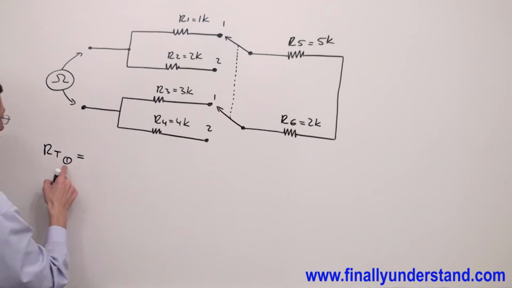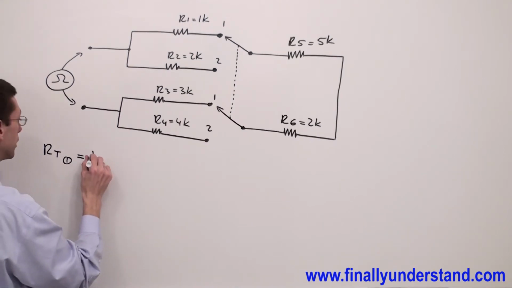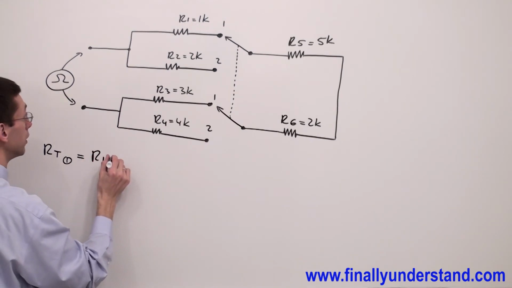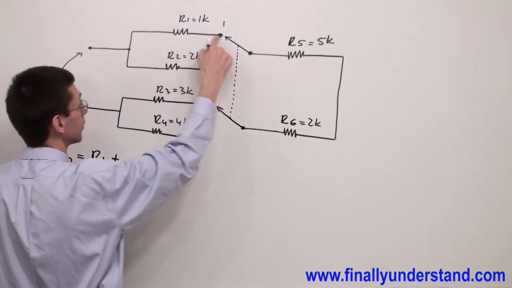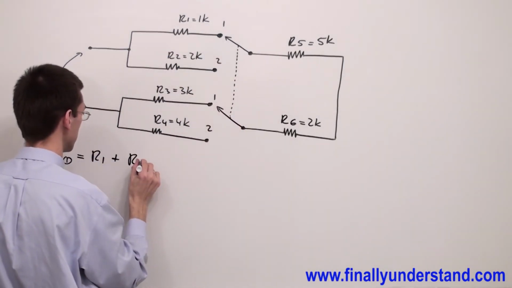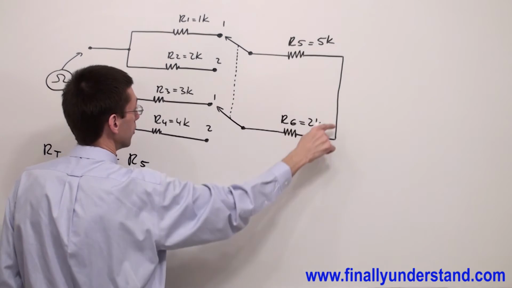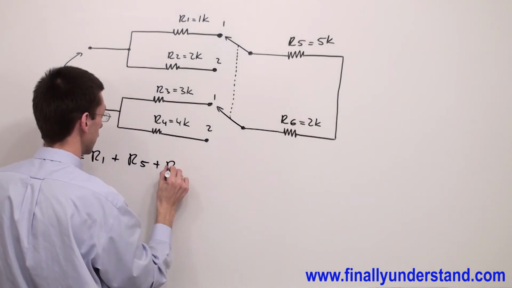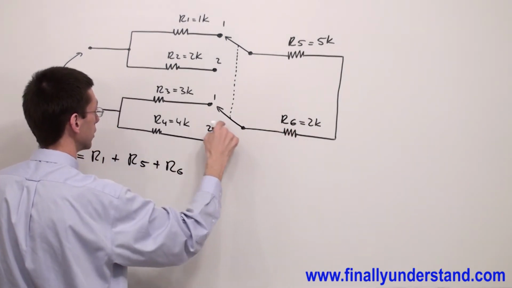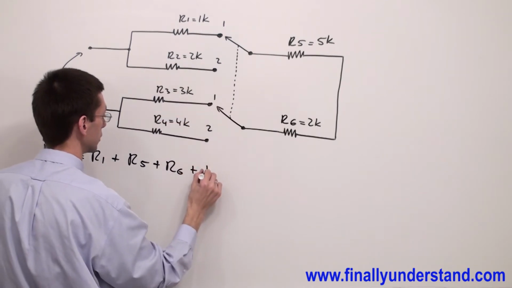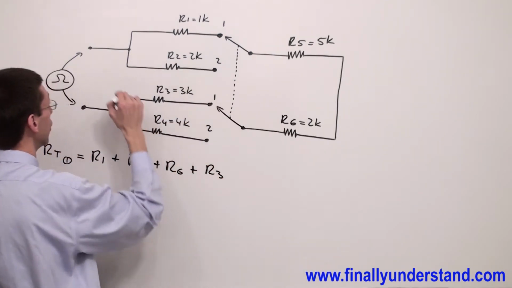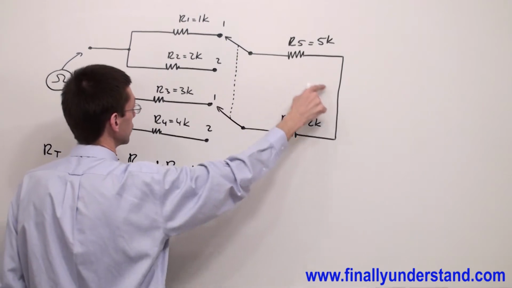So my R total for position 1 is going to be R1 plus R5 plus R6 plus R3. All these resistors are in series.